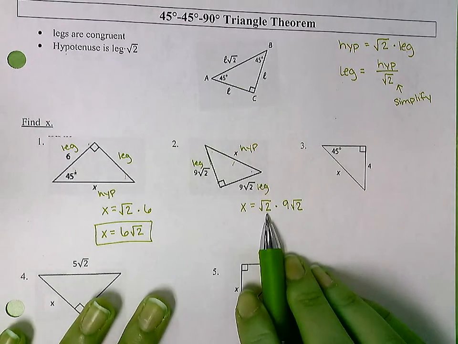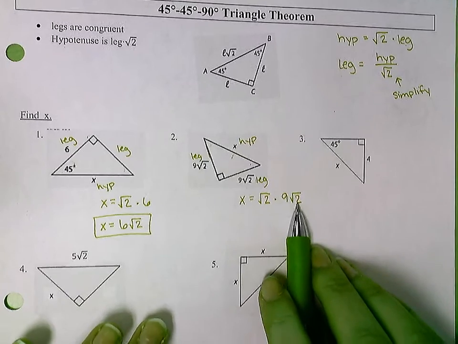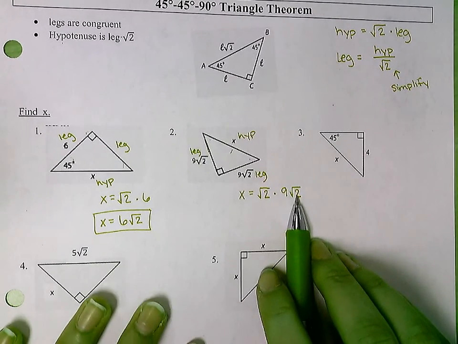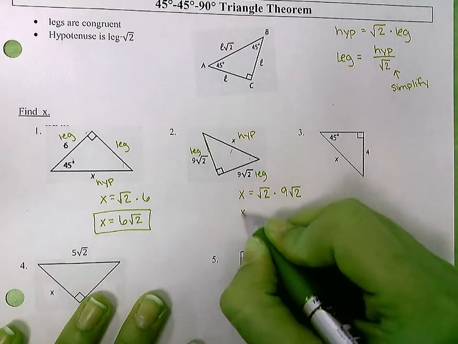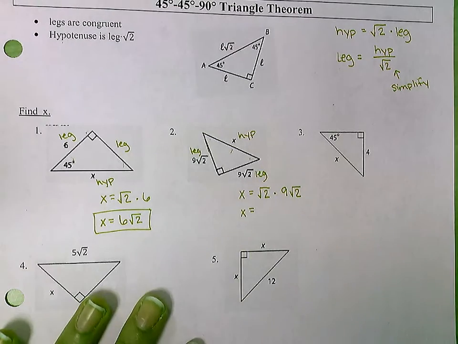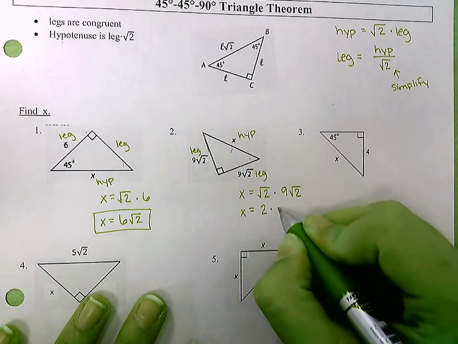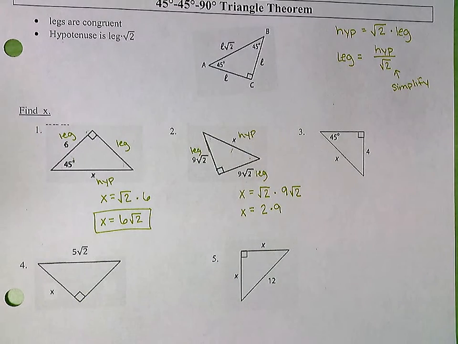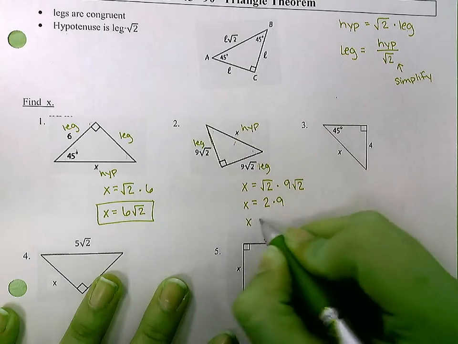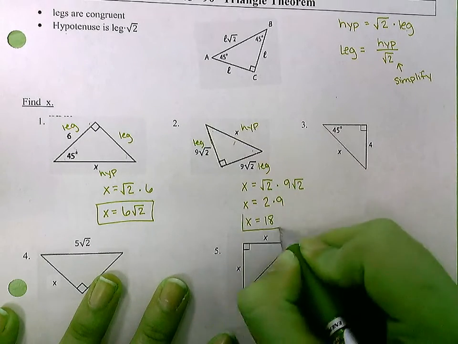Now if I multiply the square root of 2 times the square root of 2, what do I get? The square root of 4. What is the square root of 4? 2. So I end up with 2 times 9. So x will be equal to 18.